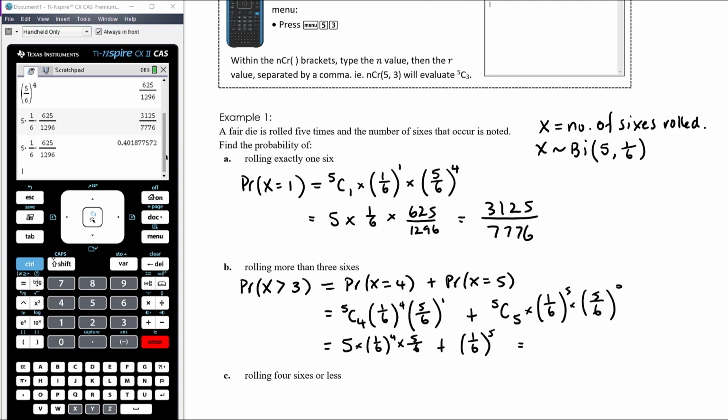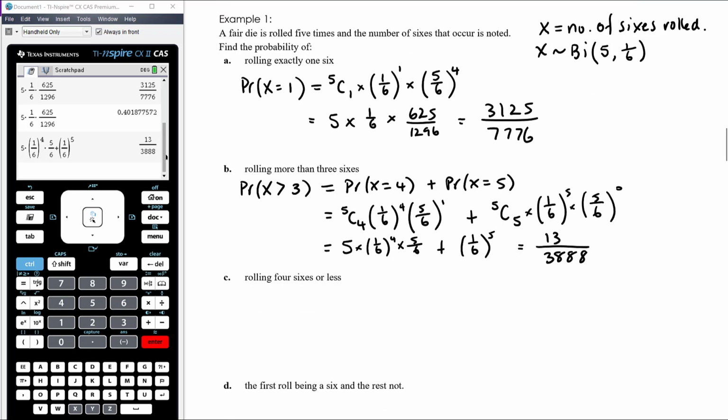Okay, let's work it out. 5 times 1/6 to the power of 4, times 5/6, plus 1/6 to the power of 5. And that is, let me just check I've typed that in correctly, 1/6 to the power of 5, 1/6 to the power of 4. Yep. And that is going to be 13 on 3888.